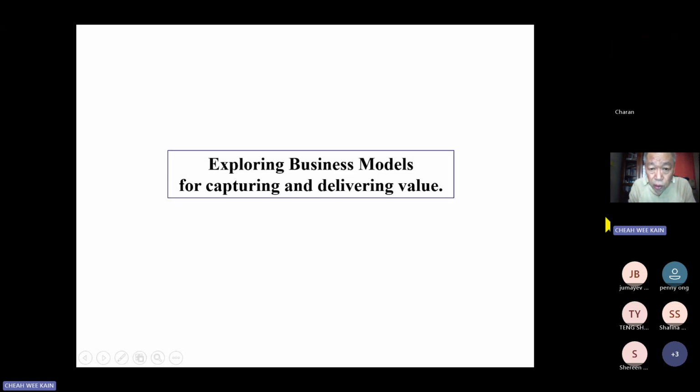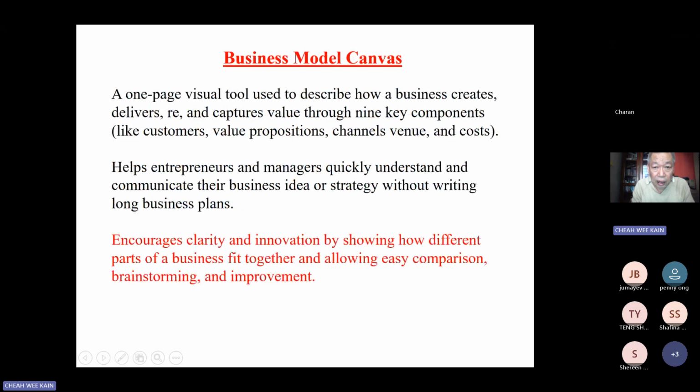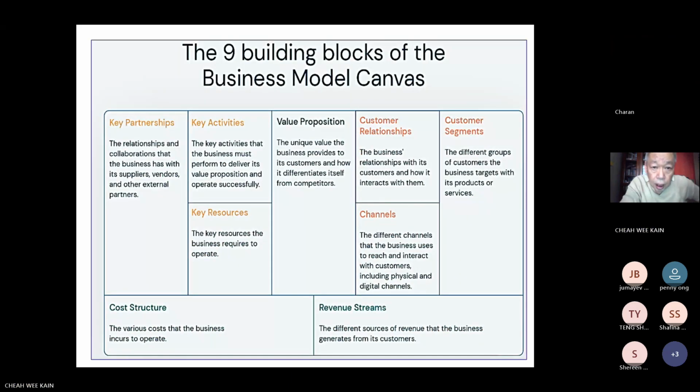Okay, business model. What kind of business model canvas? So you can pick it as a one page. Key partnership with suppliers. Supplier, vendor, nearly the same thing.